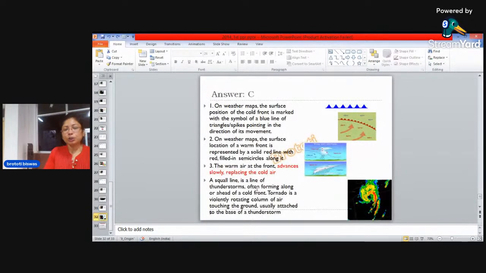So you must know that on the weather map, this is the symbol for cold front, this is the symbol for warm front, and you must also know what a squall line is. You must know that a squall line is related to thunderstorms. It is related to tornadoes. So these things you must know.